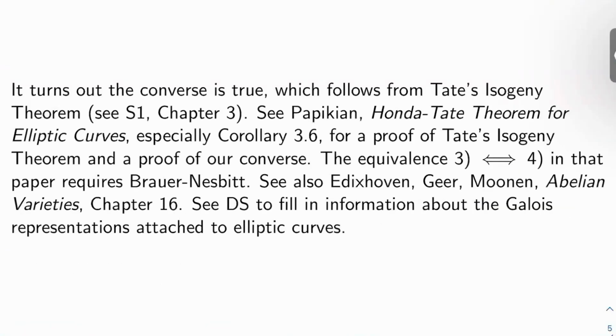It turns out the converse is true, although we won't need it. This follows from Tate's isogeny theorem. You can see Silverman 1, chapter 3 for the statement of the theorem. However, you need to see some other reference if you want to look at the proof. So for example, I think this is Papikian, I'm not sure how you say that, Honda-Tate theorem for elliptic curves, especially corollary 3.6, gives you a proof of Tate's isogeny theorem and also a proof of the converse that I claimed is true.